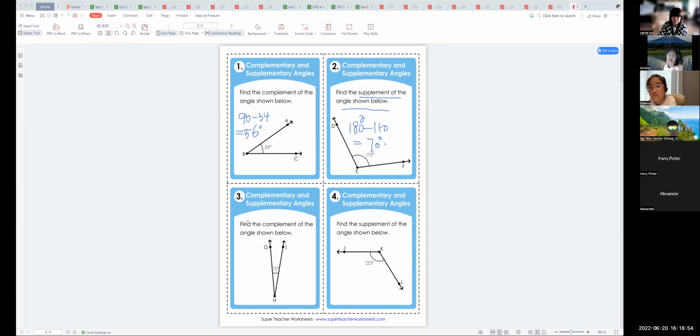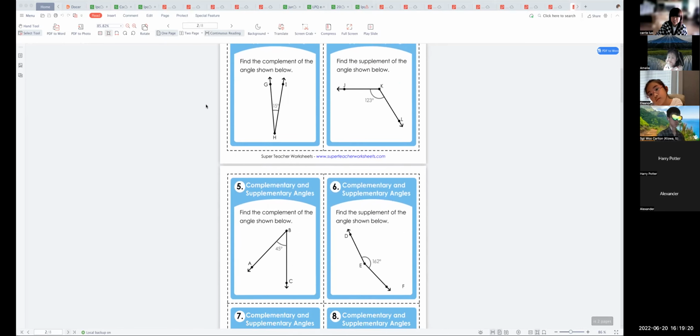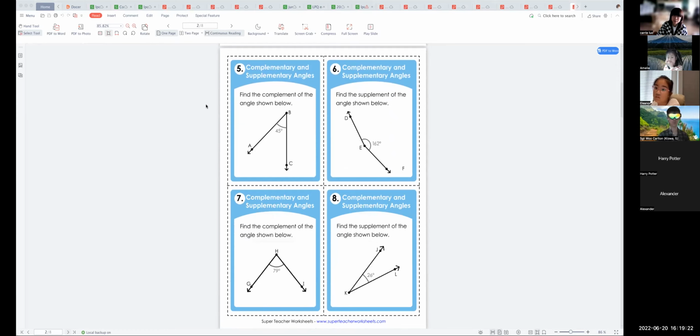Let's take a look at this one. Find the complementary of the angle showing below. So it's 90 minus 15 equals 75 degrees. And this one, find the supplementary of the angle showing below, is 180 minus 123 equals 57 degrees. Understand, everybody? So there are 4 questions, and I want you to do them immediately. Everybody, you have 60 seconds. Sorry, I'm going to make it a little bit easier.